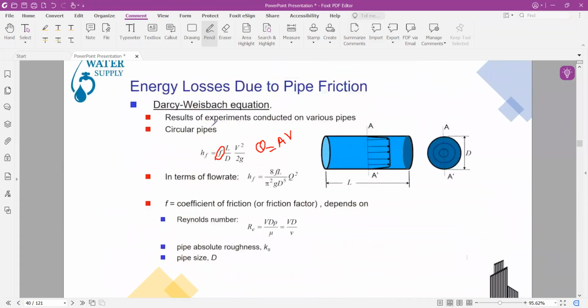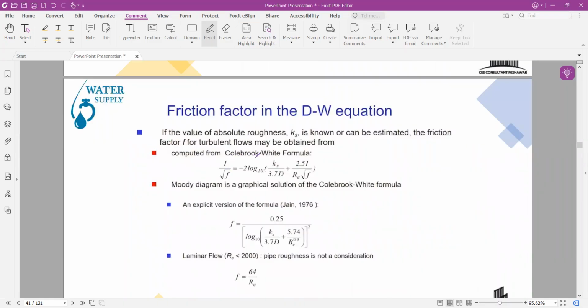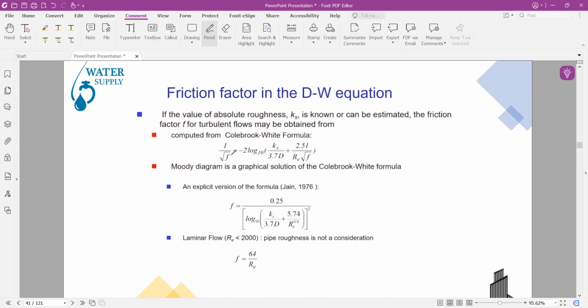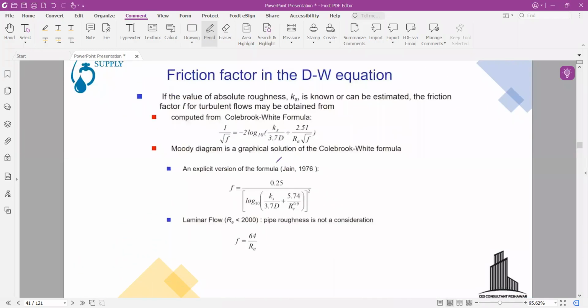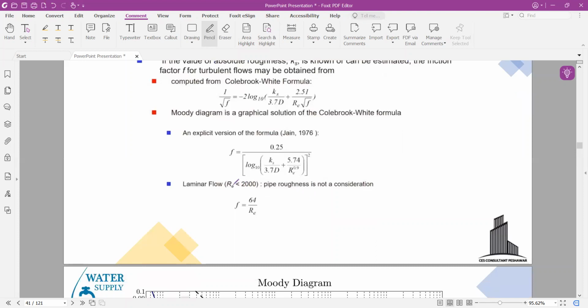The friction factor in the Darcy-Weisbach equation can be found in different ways. The Colebrook-White formula can be used. This is an implicit equation, where to find the friction factor you have to go through different iterations for a pipe of a specific size. You can also use a Moody diagram, which I will show you in the next slide. Swamee and Jain also derived an explicit version: f = 0.25 / [log10(epsilon/(3.7 D) + 5.74 / Re^0.9)] whole square. For a Reynolds number less than 2000, the friction factor can be calculated by this equation.